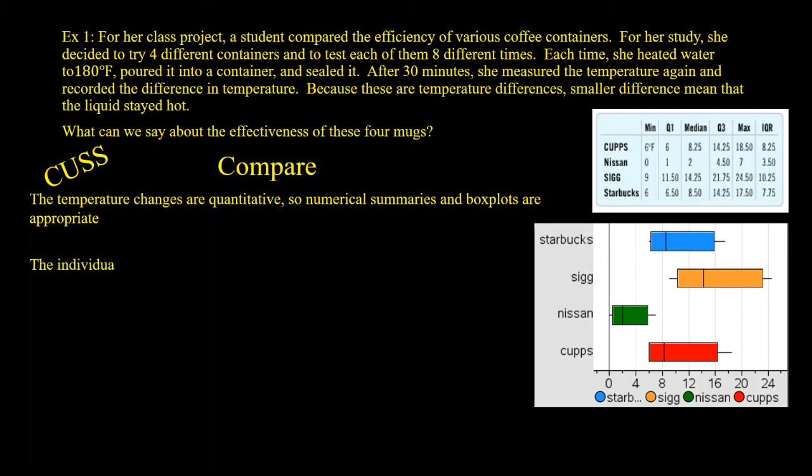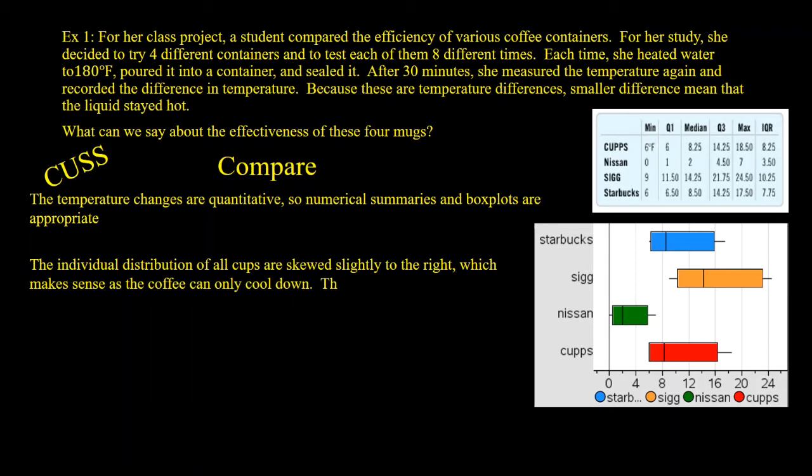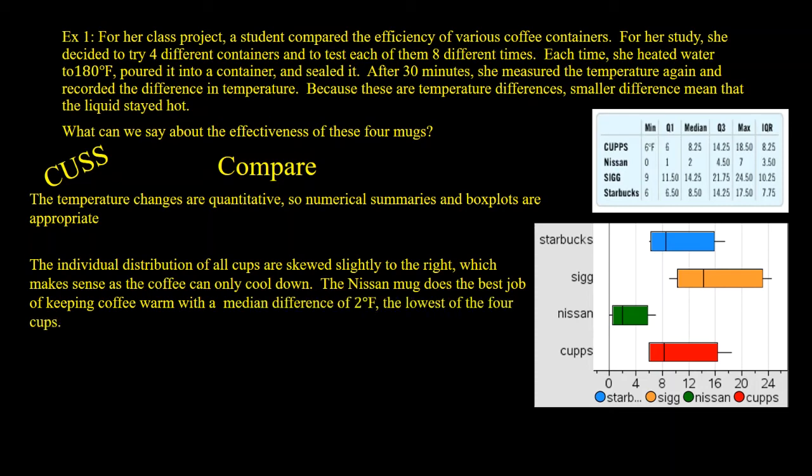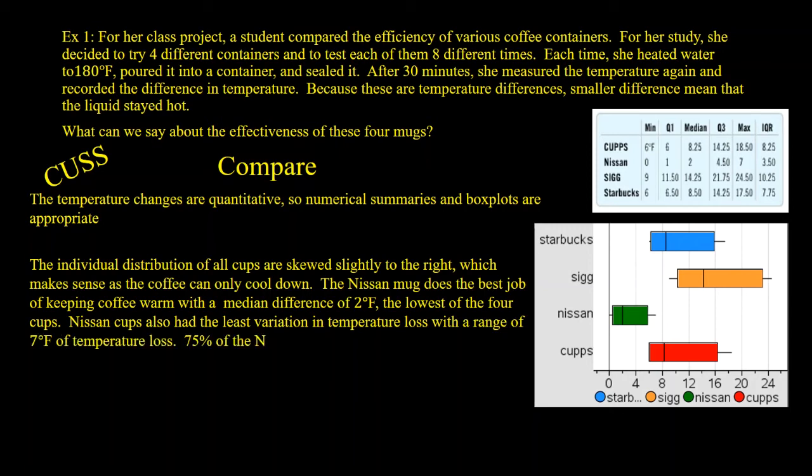The individual distribution of all coffee cups are skewed slightly to the right, which makes sense as the coffee can only cool down. The Nissan mug does the best job of keeping coffee warm with a median difference of 2 degrees Fahrenheit, the lowest of the 4 cups. Nissan cups also had the least variation in temperature loss with a range of 7 degrees of temperature loss. 75% of the Nissan tests resulted in temperature loss below the minimum loss of all other mugs tested.